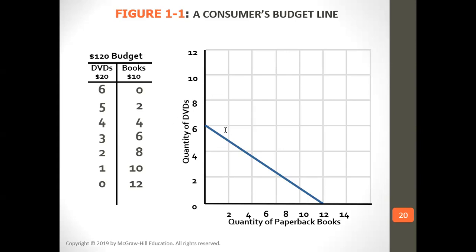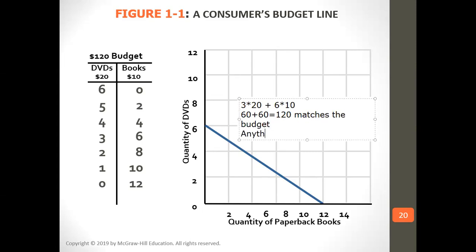Then you can buy anything in between. It just all has to add up to 120. So if you bought three DVDs, it'd be three times $20 per DVD, and if you bought six books, it'd be six times $10 per book. Three times 20 is 60, plus 60, equals 120. So it matches the budget. Anything on the line will match your budget.